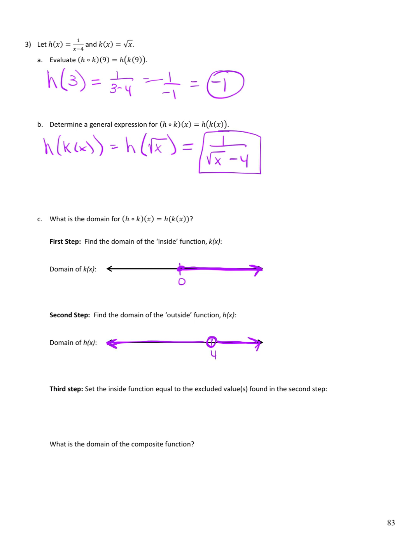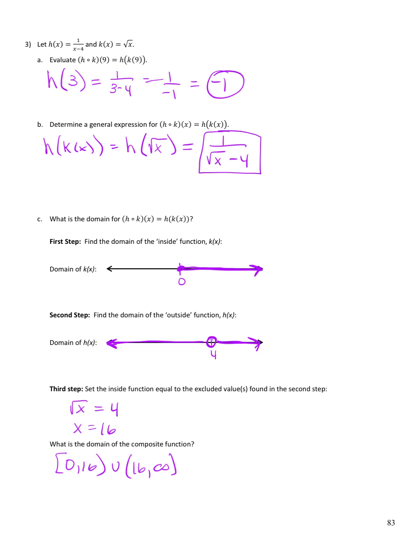Okay, and then the third step is set the inside function equal to the excluded values from the second step. So my inside function was square root x. Set that equal to the excluded values here, which is 4, and solve for x. So square both sides, and I get x is 16. Okay. So 16 is going to be a value excluded from my domain. So my domain is already this, but I also have to exclude the 16. So it's going to be 0 to 16, unioned with 16 to infinity.